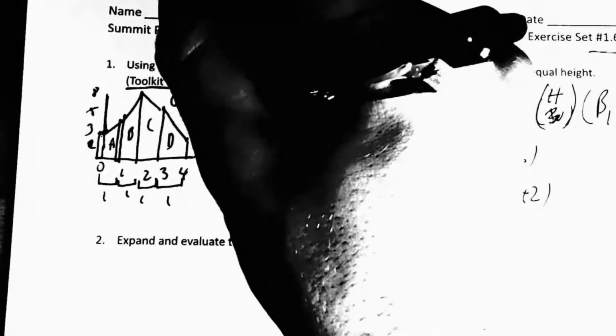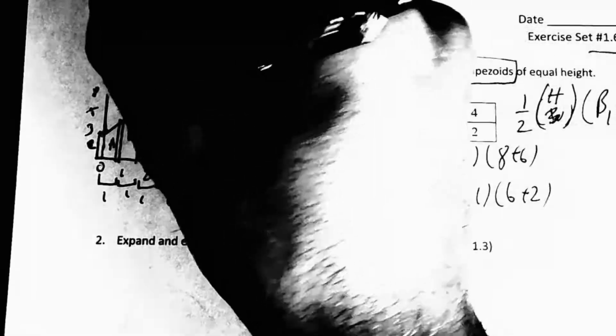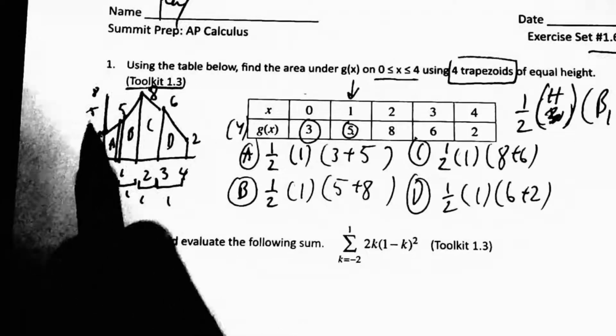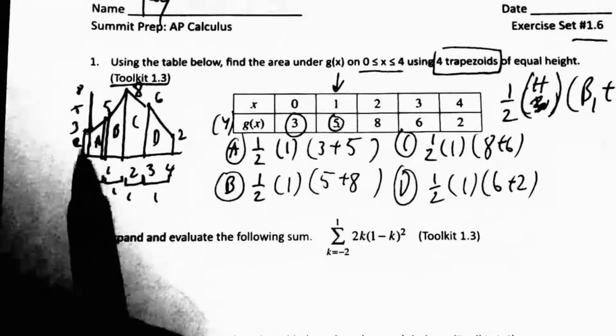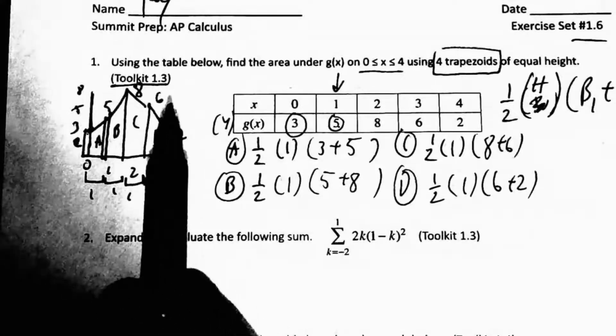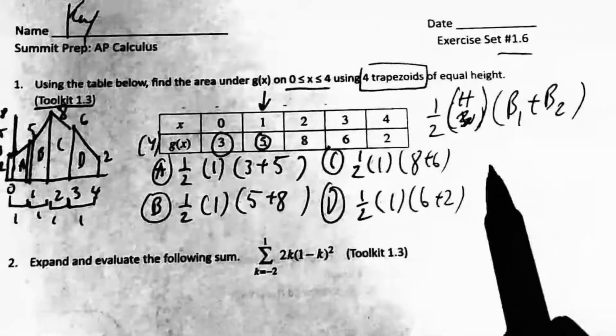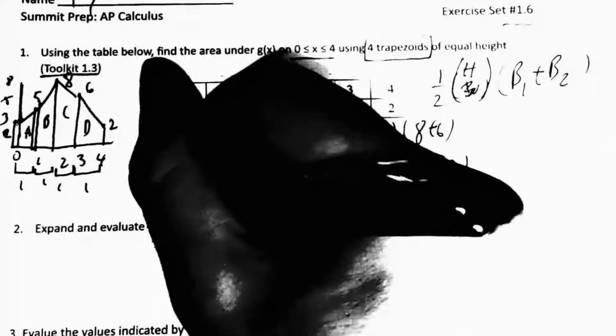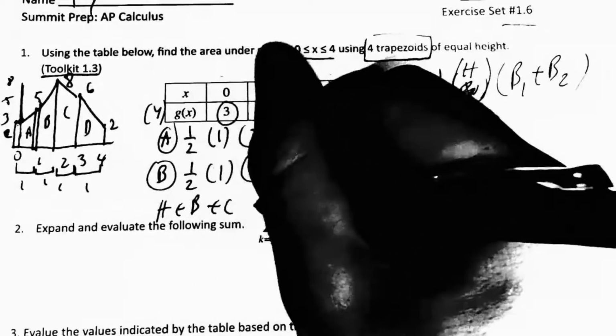Okay. Again, like visually, this is the 2, this is the 6, this is the 8, this is the 5, this is the 3. So those are my bases. I'm getting them from the heights of my trapezoids. Visually, it's a height, but what we call base 1 and base 2. And then you're just going to add all these up. So you're basically going to do A plus B plus C plus D.